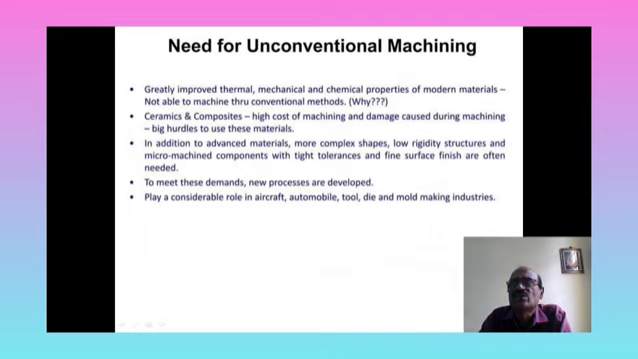Need for unconventional machining. Modern materials have greatly improved thermal, mechanical and chemical properties and are not able to be machined through conventional methods, while ceramics and composites have a high cost of machining and damage caused during machining, which are big hurdles to using these materials.